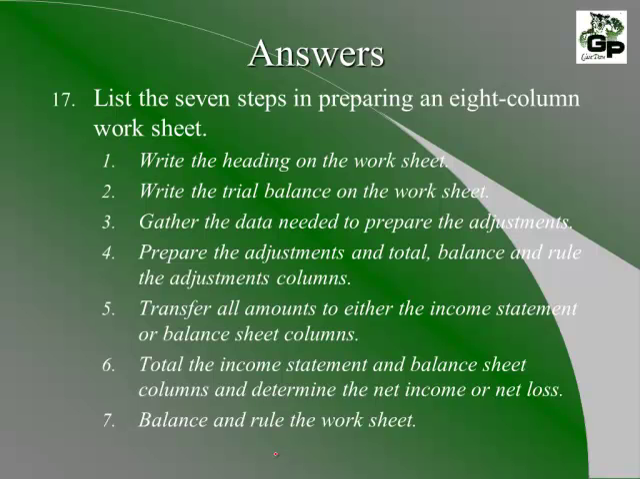List the 7 steps in preparing an 8-column worksheet. Number 1, write the heading on the worksheet. Number 2, write the trial balance on the worksheet. Number 3, gather the data needed to prepare the adjustments. Number 4, prepare the adjustments in total, balance, and rule the adjustment columns. Number 5, transfer all amounts to either the income statement or the balance sheet columns. Number 6, total the income statement and balance sheet columns and determine the net income or net loss. And then finally, number 7, balance and rule the entire worksheet.